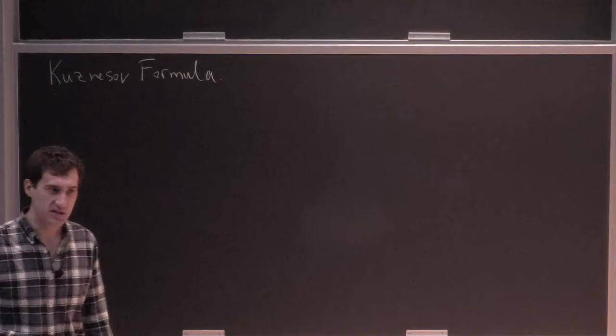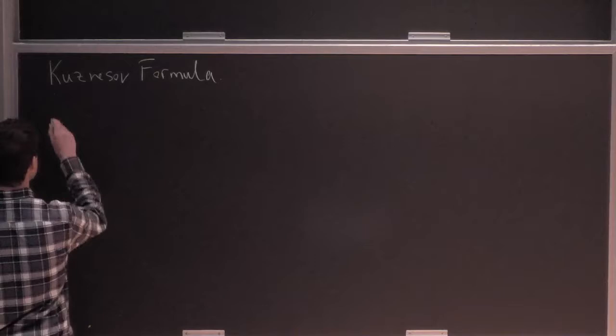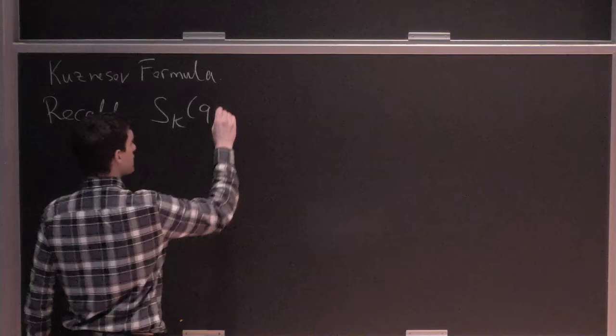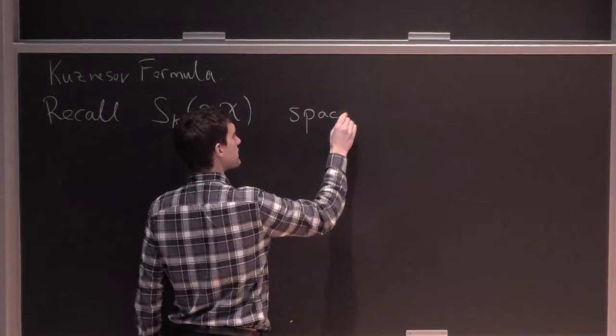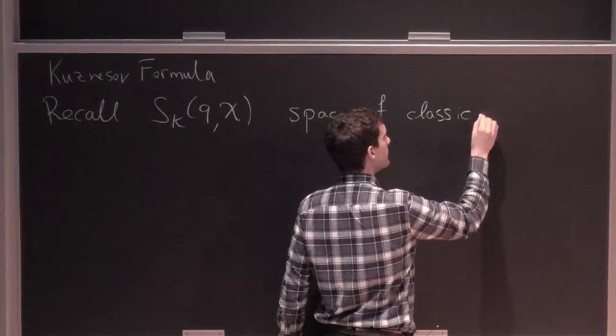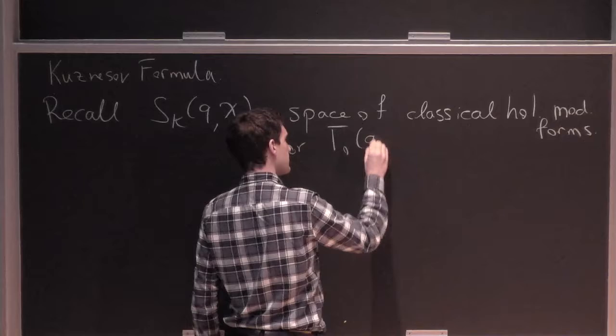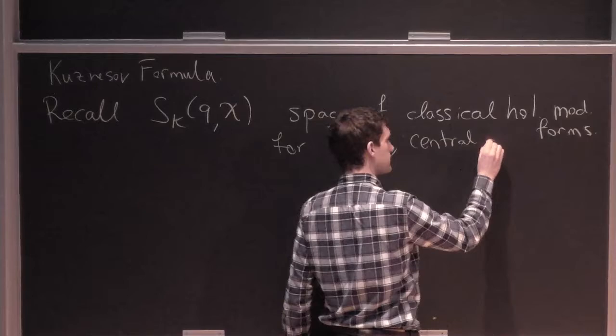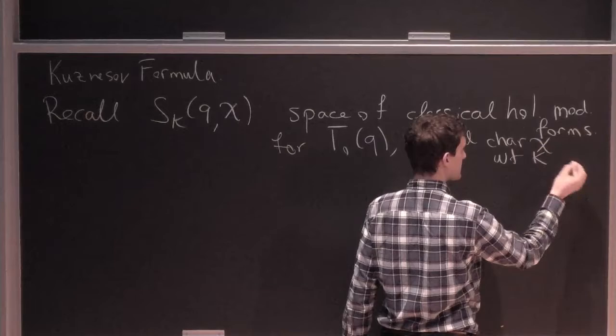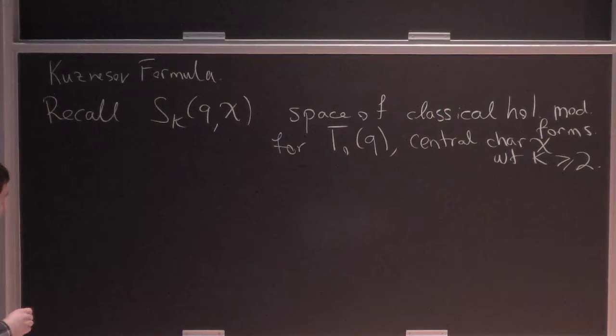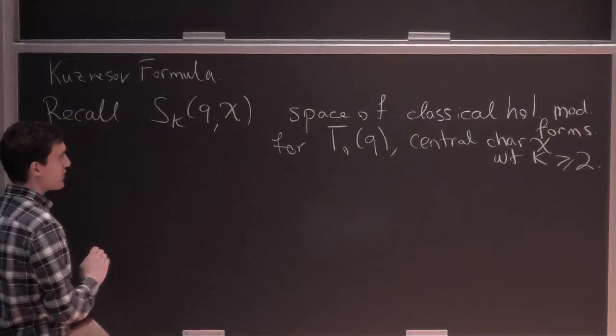Okay, so to recall from last time, we wrote S_k(Q, chi) for the space of classical holomorphic modular forms for the congruence subgroup Gamma_0(Q), central character chi and weight k. I guess we'll always take k at least 2. So in particular, this is a finite dimensional complex vector space. That makes our life a lot easier when just doing the Petersson formula.